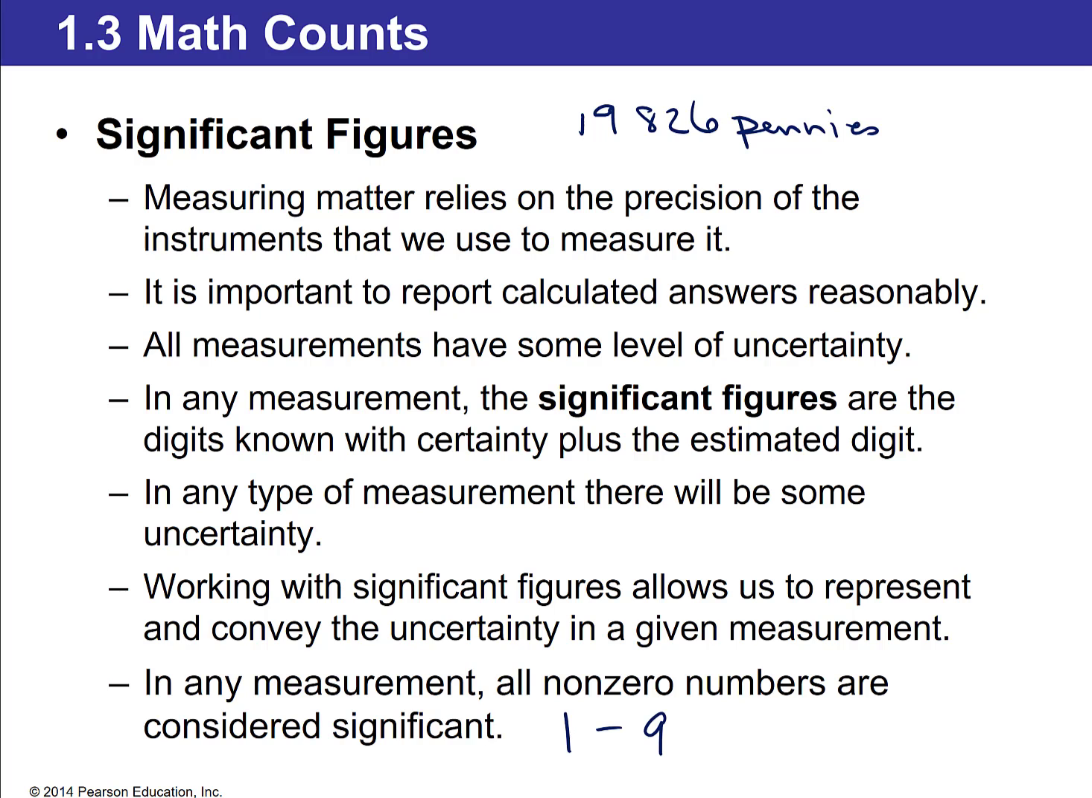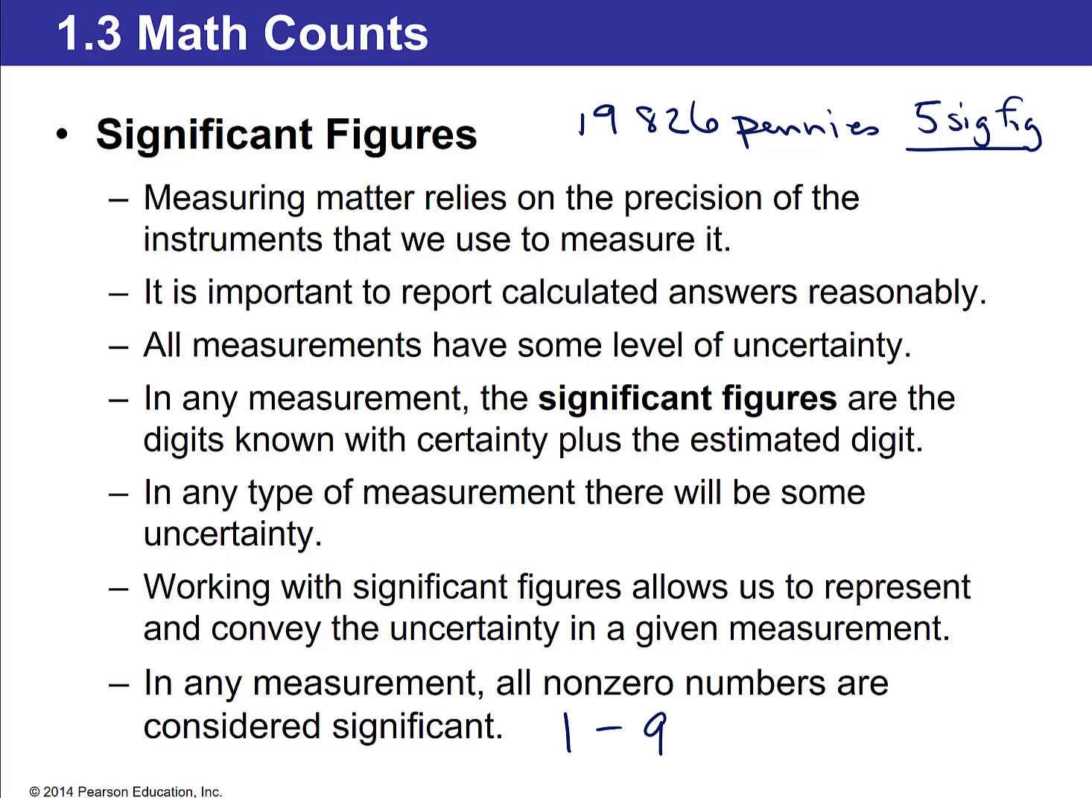So you sat there and counted and counted and counted. So there's 19,826. That's all the way down to the ones place is what you measured. So you would say that there's 5 significant figures in that number. Anytime you have a number between 1 and 9 in a measured value, that's considered a measured number and it's a significant digit.